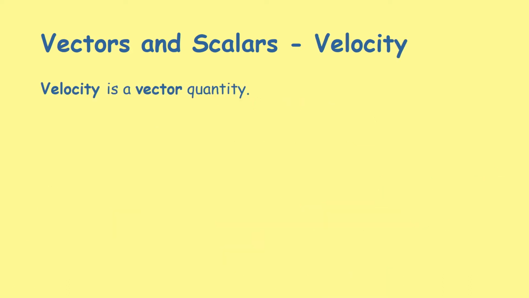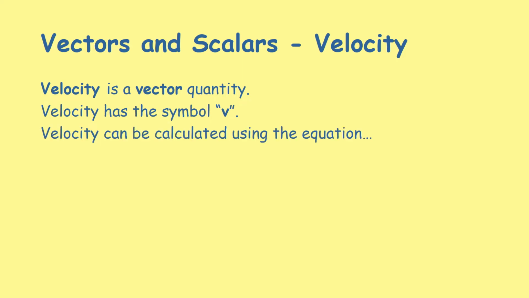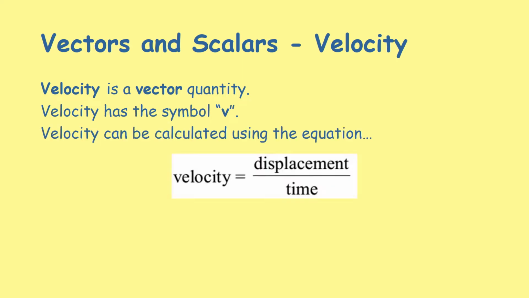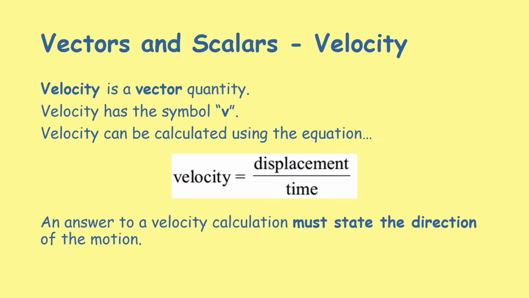Velocity. Velocity is a vector quantity, and it has the symbol v. Velocity can be calculated using the equation velocity equals displacement divided by time. You can see this is very similar to our speed distance time equation, but instead of distance we have displacement, and instead of speed we have velocity. So it's the vector equivalent of speed. An answer to a velocity calculation must state the direction of motion. This is because it's a vector, so it has to include a magnitude and a direction.